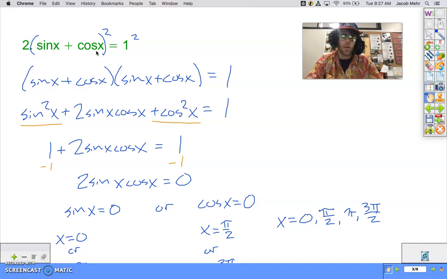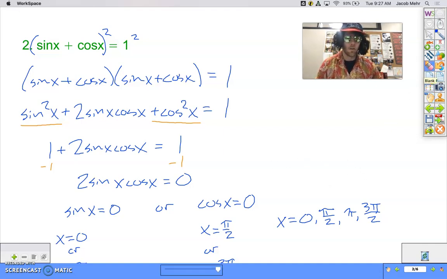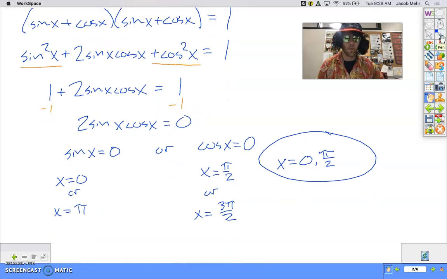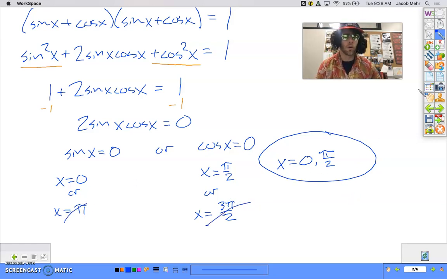So sine of x plus cosine of x actually equals -1 at pi and 3 pi over 2, but because we squared it, it acts like it's really equal to +1 when it's equal to -1. So it's important that we check for extraneous solutions. Whenever you square something, we can run into issues with our solutions. Okay, we had to get rid of this one and that one. 0 and pi over 2 are two solutions.